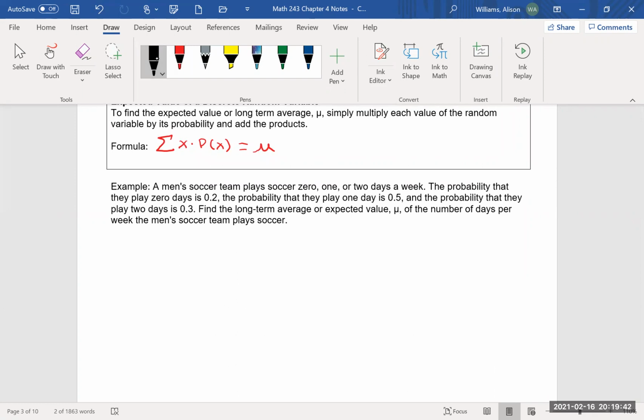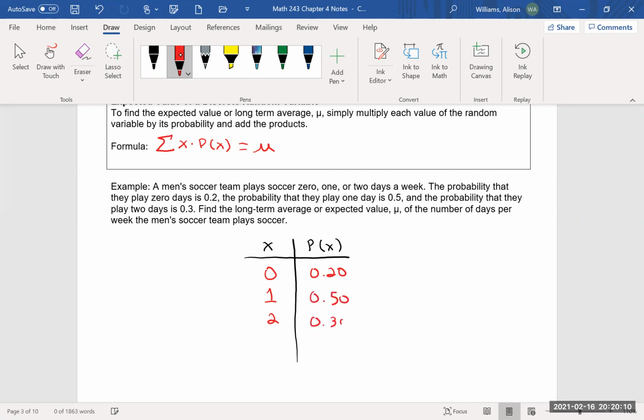Okay, so to do this, I'm going to create a probability distribution table. So I'm going to list all the possibilities for X and their relative probabilities. So X could be either 0, 1, or 2. And then for 0, that was a 20% chance. For 1, 50%. And for 2, 30%.